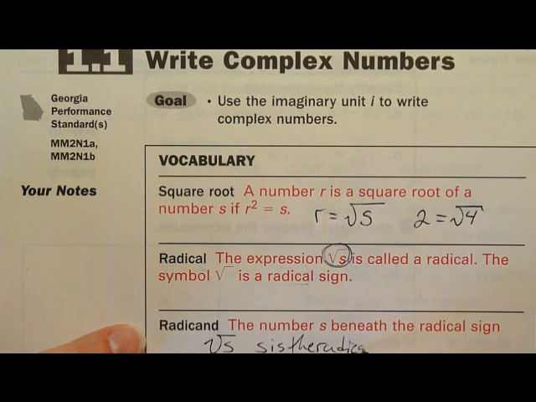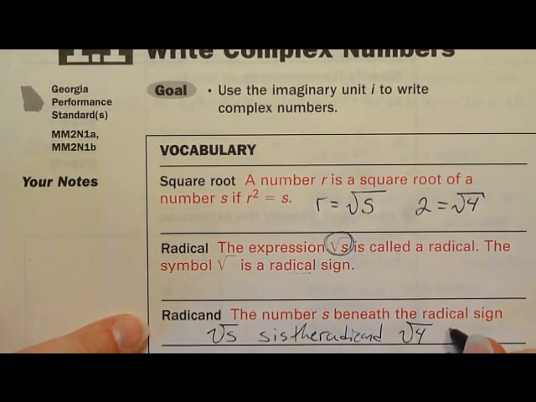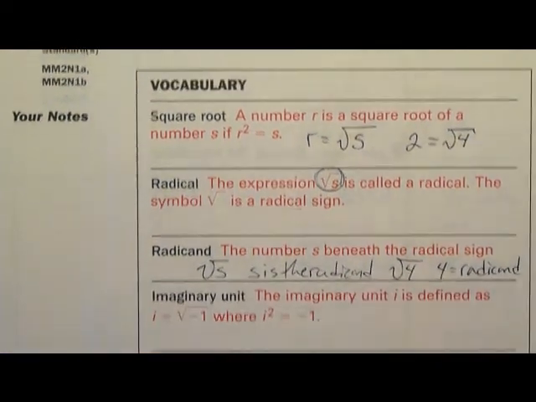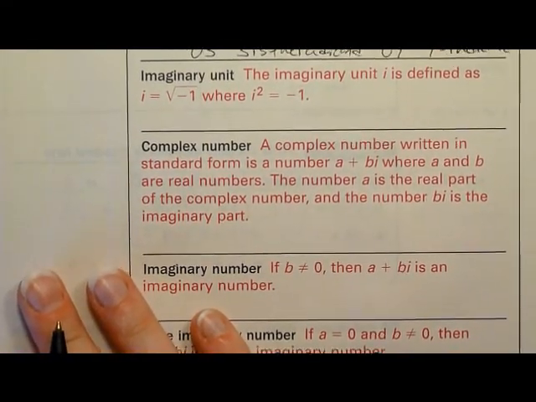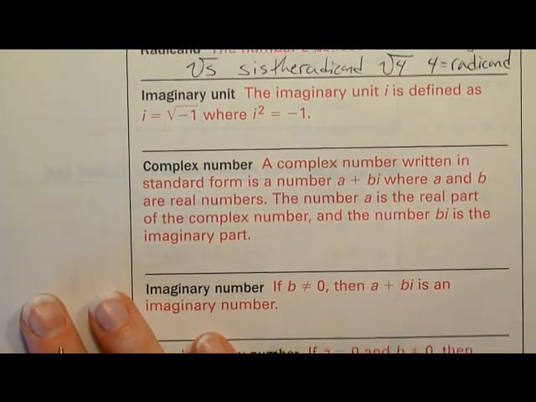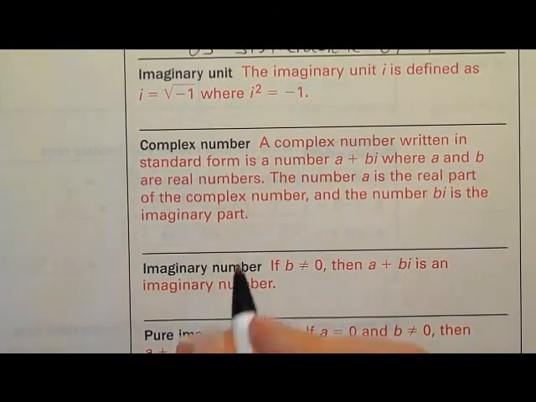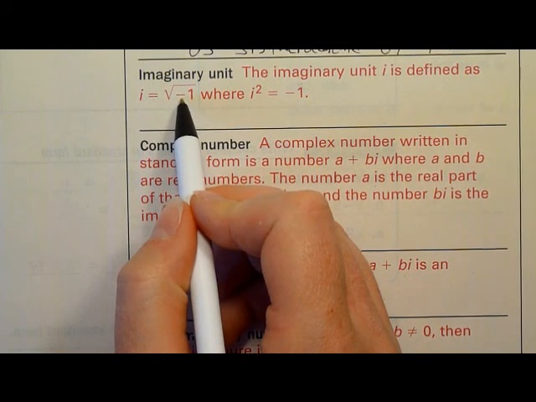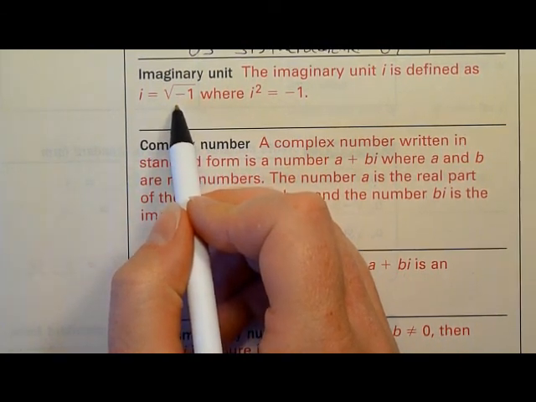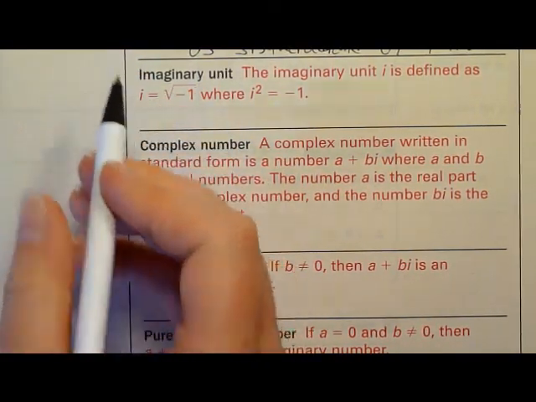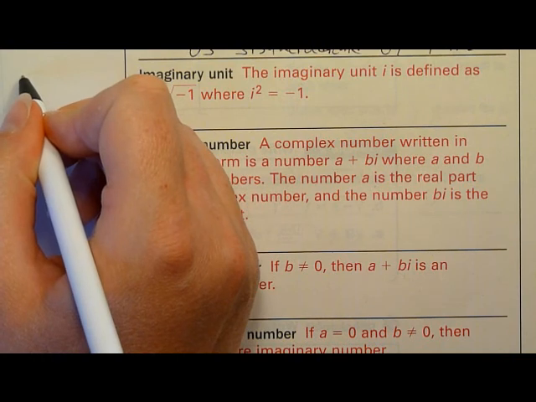The radical symbol is, of course, that square root symbol. The expression square root of s is called the radical. So the whole expression, square root of s, we could call the radical, and the square root sign is also called a radical sign. The radicand is that number s beneath the radical sign. So if you have the square root of s, s is the radicand. If you have the square root of 4, then 4 is the radicand.